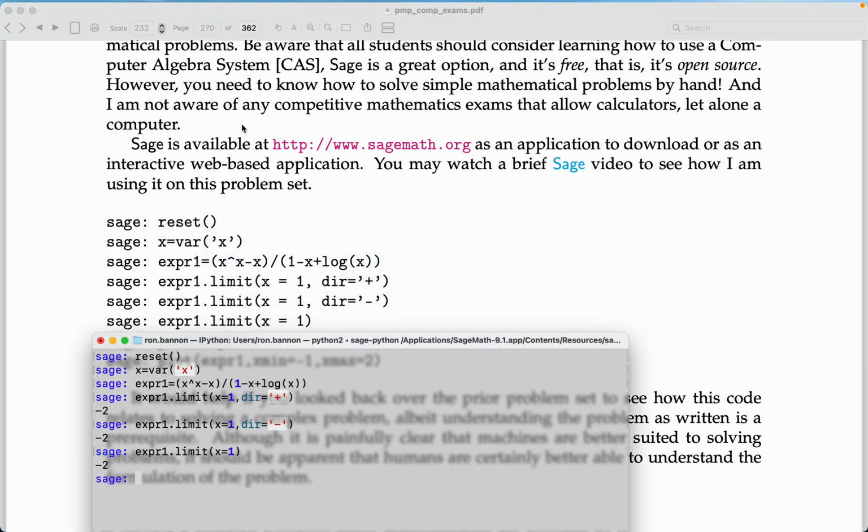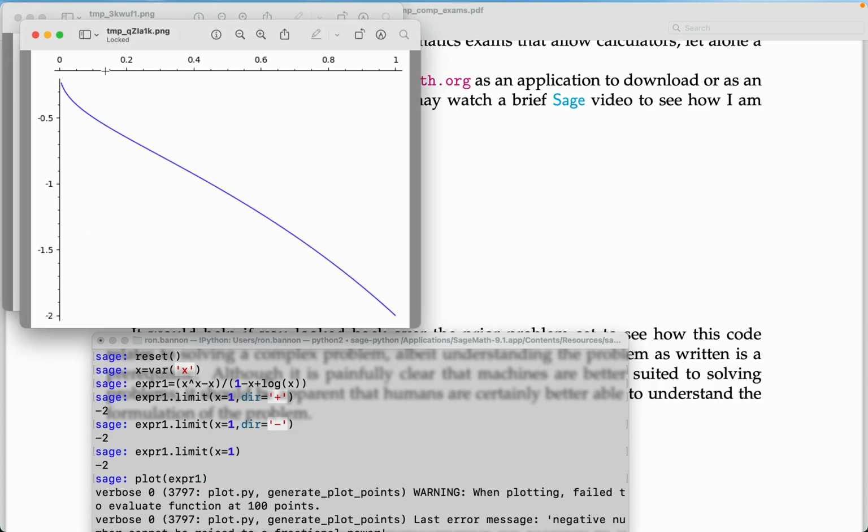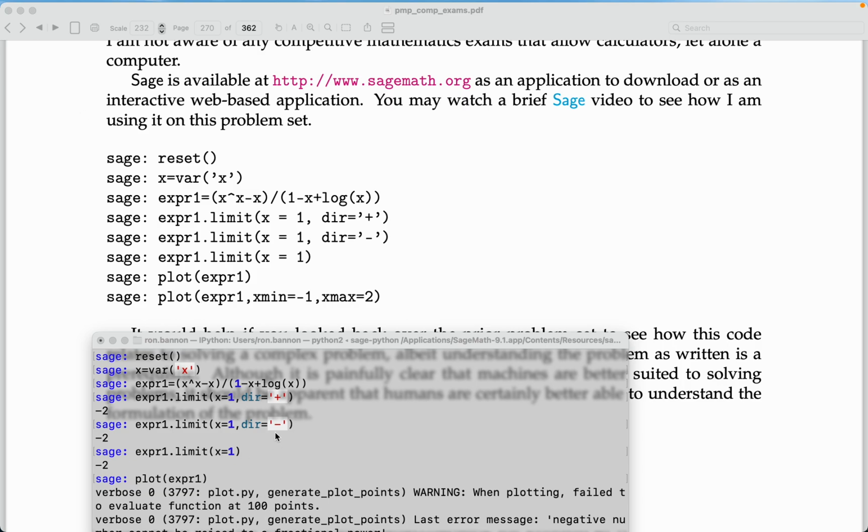All right, and I'm going to plot that expression, plot expr1, and it's going to open it up, and I get a picture. And again, it may not be the best picture, but I did get a picture. All right, and this is typical of Sage. You're going to have to adjust probably what you want to see.